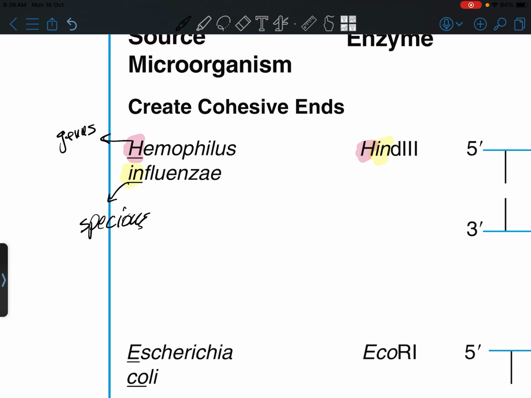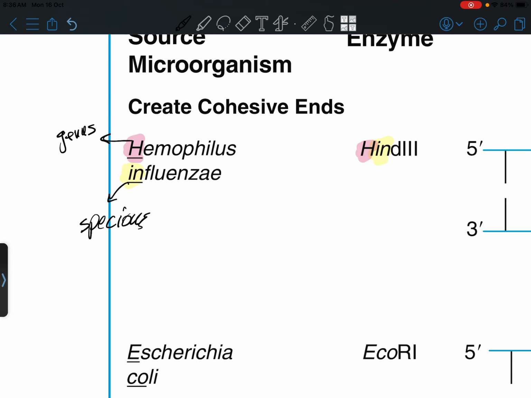Now, the first capital letter is the first letter of the genus name. The second two small letters are the first two letters of the species name. So H from Haemophilus, I and N from what? Influenzae.